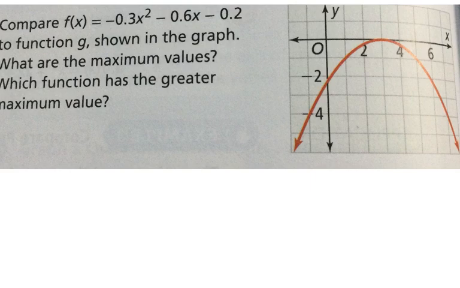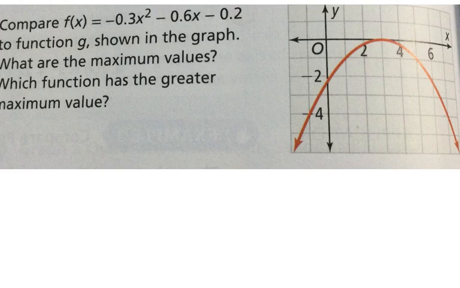So look at the graph. What is the maximum value for g? What's its highest value? Well, the vertex is at (3, 0), which means its highest y value is 0, occurring at x equals 3. That's the highest y value. Now, how can I find the highest y value of this other function? You could put it in your graphing calculator. I'm going to find its vertex by using the axis of symmetry.